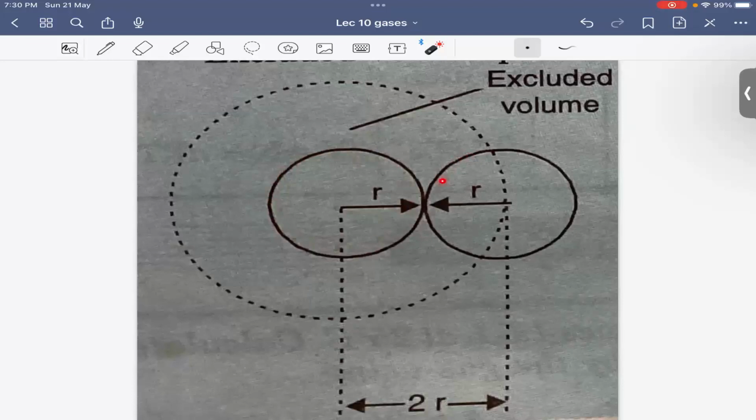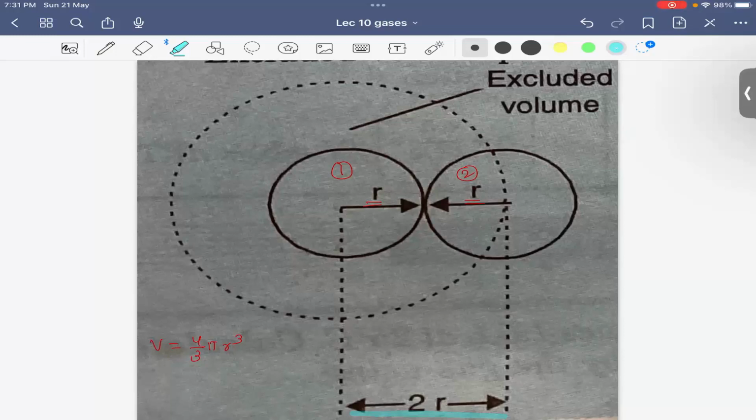So let us assume that these are the molecules. This is molecule 1, this is molecule 2, each having a radius of r, right? Then the volume of one molecule is 4 by 3 pi r cube. As is clear from the figure, the distance of closest approach of two molecules is 2r. This is the maximum distance they can approach, and this distance corresponds to 2r, right?